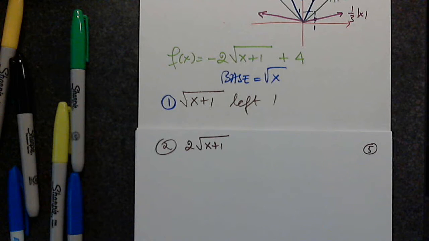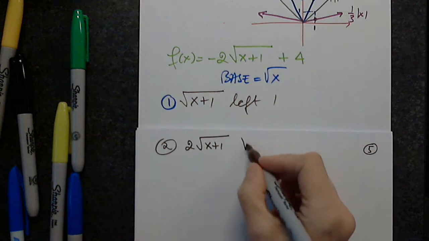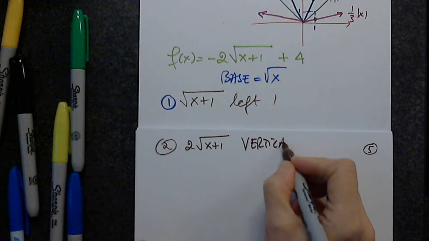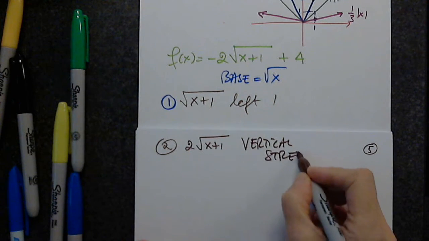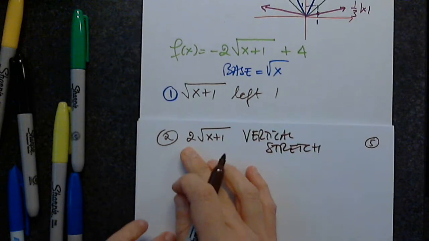Careful. If the number outside is bigger than 1, remember the absolute value of x, and twice the absolute value of x. The absolute value. It shrinks. Yes, we call it that. That's fine then. So it's a vertical stretch by a factor of 2.